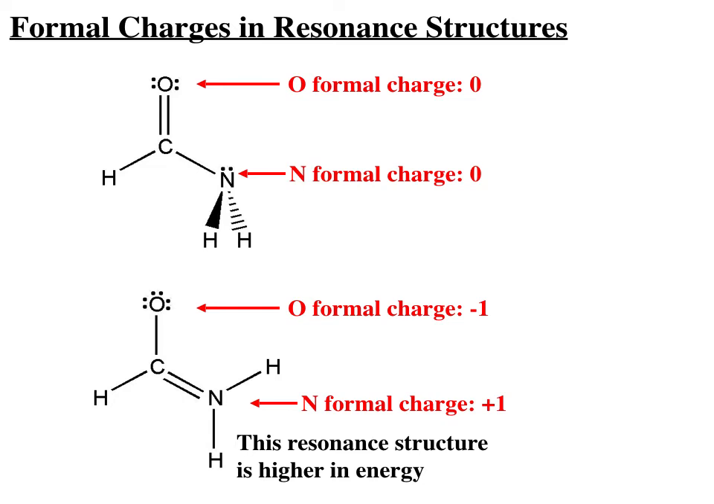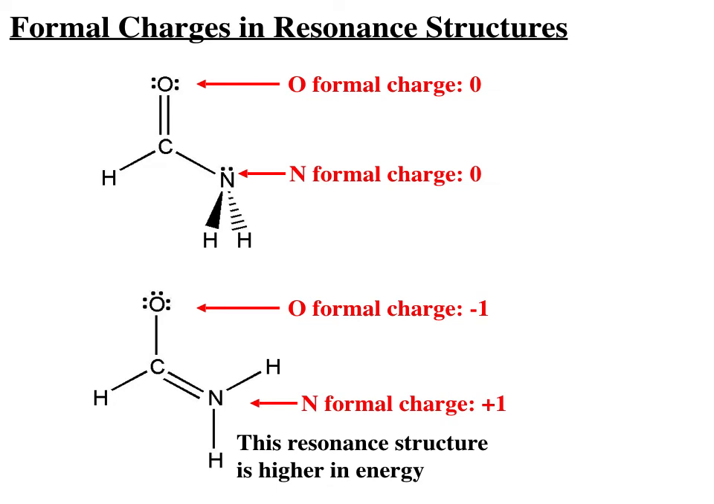Now let's go to the bottom resonance structure. It's the same molecule, bonded in a different way. Now let's determine the formal charges on them. When I do the O, I get 6 minus 1 minus 6, or a minus 1 formal charge on the O. For the N, I get 5 minus 4 minus 0, or a plus 1 formal charge on the N. So the O has a formal charge of minus 1, the N has a formal charge of plus 1.